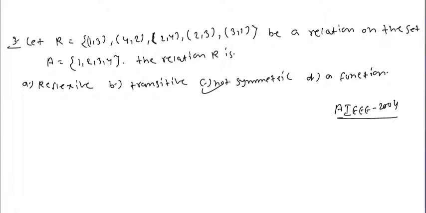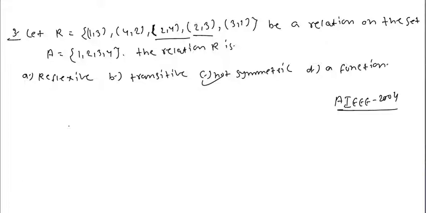Just see which option is correct. A function: you know the condition for a function? For a function, every first element of the ordered pair has a unique image, that is, a unique second element. Just check here carefully. For 2 there is the element 4 and also the element 3. So it is not a function.